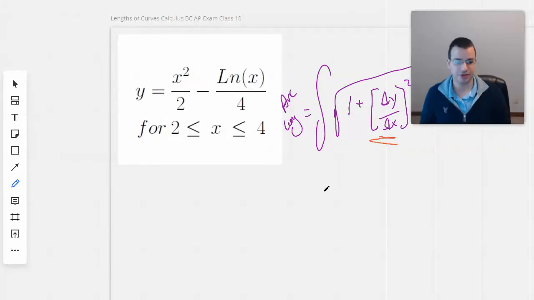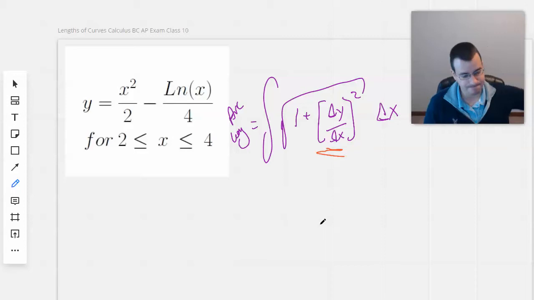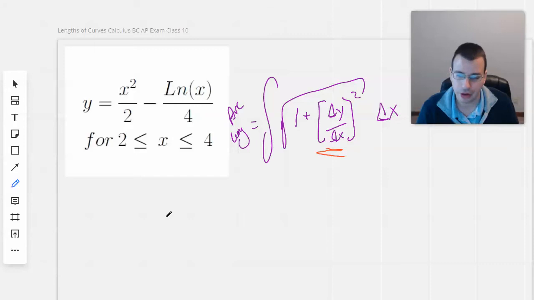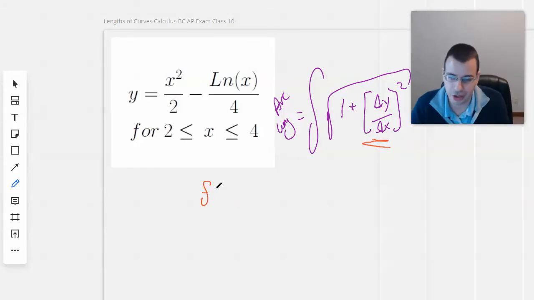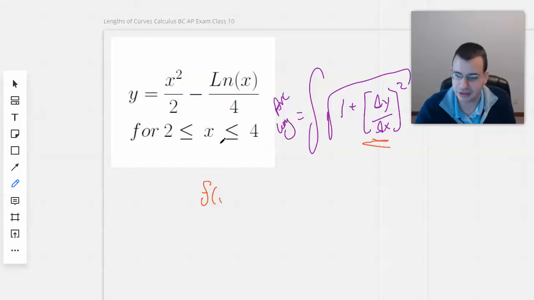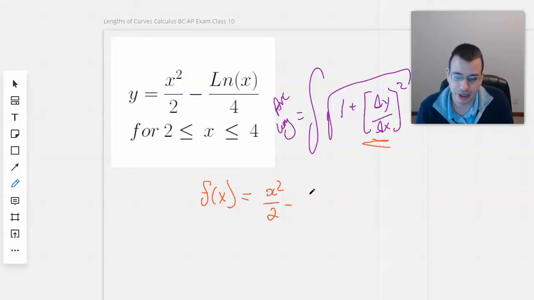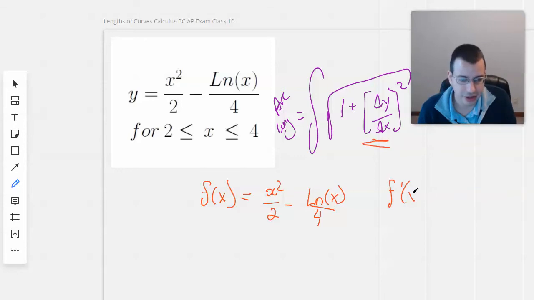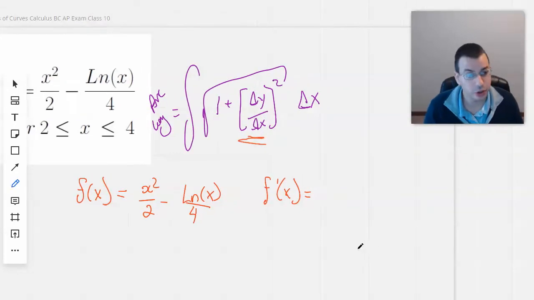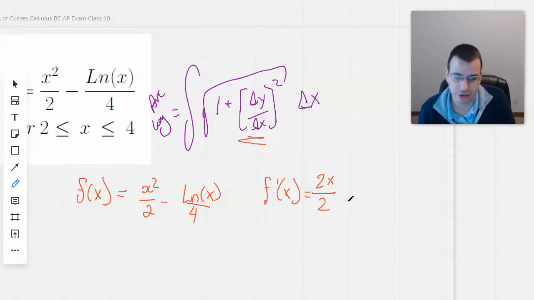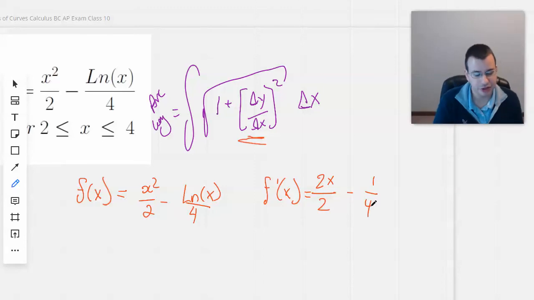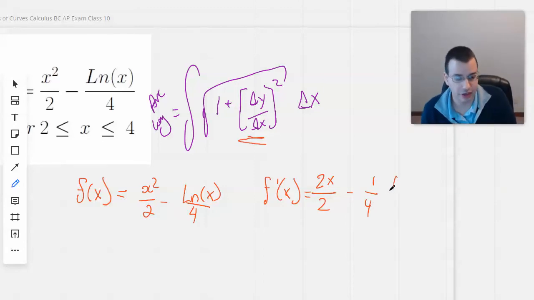All right, so the nice thing about derivatives is you can pretty much always take the derivative. Might be a little bit cumbersome, but unlike integrals, you can always find a derivative. I'm going to move a little slow here. F of x equals x squared over 2 minus natural log of x over 4. Okay, f prime of x. So now we're taking the derivative. Derivative of x squared is 2x. So we'll have 2x over 2 minus 1/4, because I'm just going to take the scalar and move it out. And then the derivative of natural log of x is 1 over x.